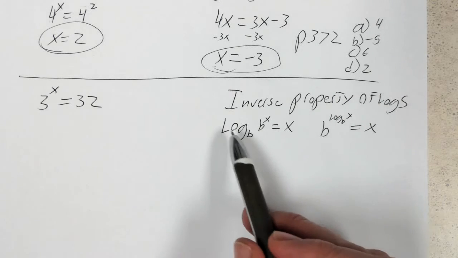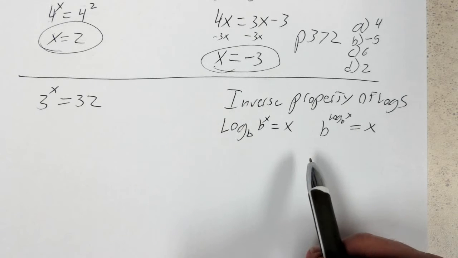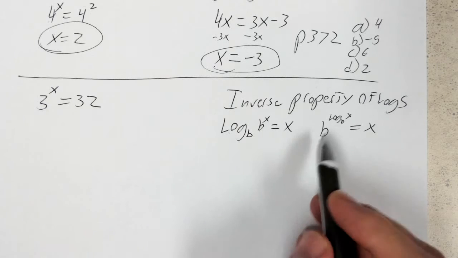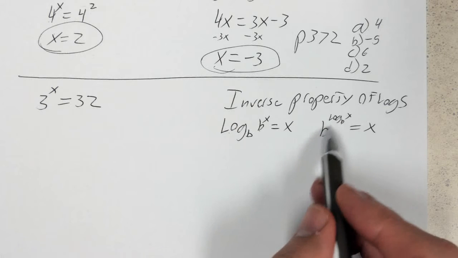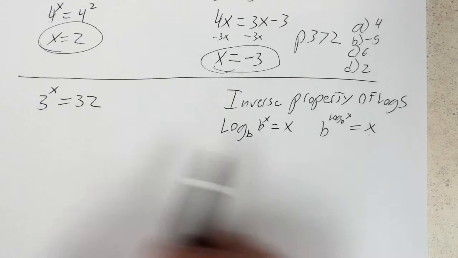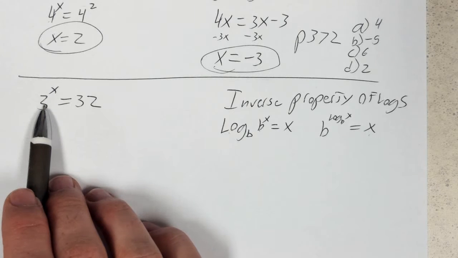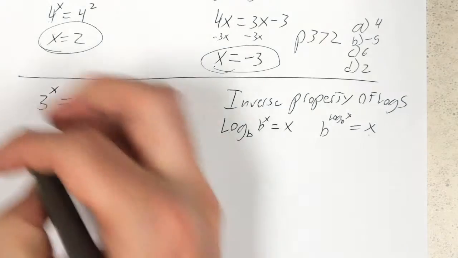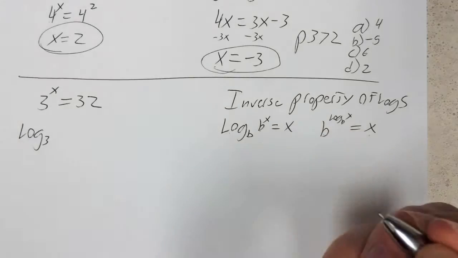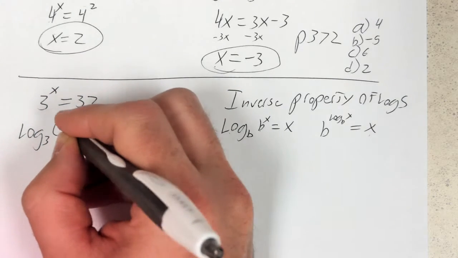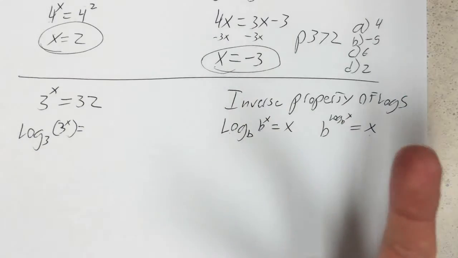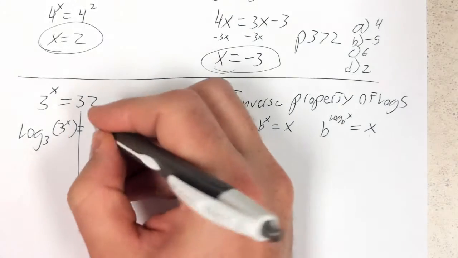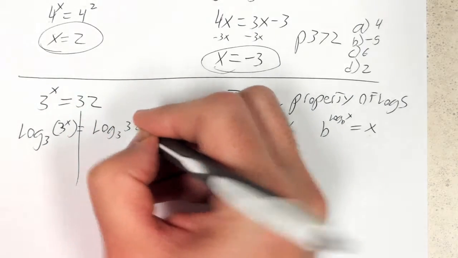So if we want to get rid of a log, or get rid of an exponent, what we need to do is take the inverse. If we've got an exponent, we want to take the log. If we've got a log, we want to do the exponent, so that it cancels out and we're just left with the x. So here we've got an exponent, and so we want to take the log of that. We're going to say log base 3 of 3 to the x is equal to, and just think back to Algebra 1, whatever you do to one side you have to do to the other so it stays balanced. We have to do the log base 3 of 32.